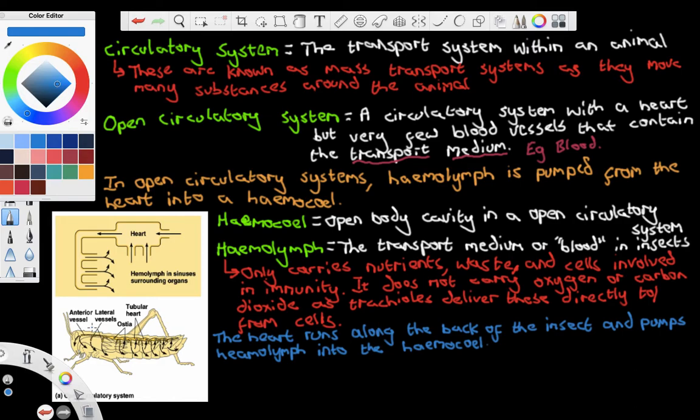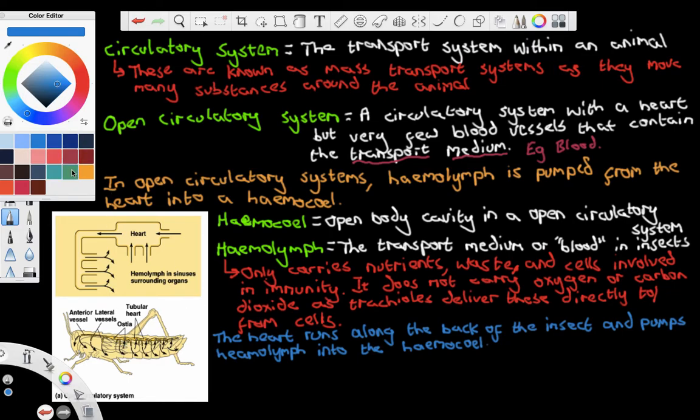Now the only problem with this is that it doesn't maintain a steep concentration gradient. So for example, you don't have a large concentration gradient of nutrients in the haemocoel and a lower concentration in the cells of the insect. There is no major concentration gradient. At the same time, insects are unable to direct hemolymph to specific parts of the body. In your body, your brain can direct blood away from your digestive system to your muscles when you're in a fight or flight response, for example. However, insects can't do that. They can't direct hemolymph to where they want it to be.